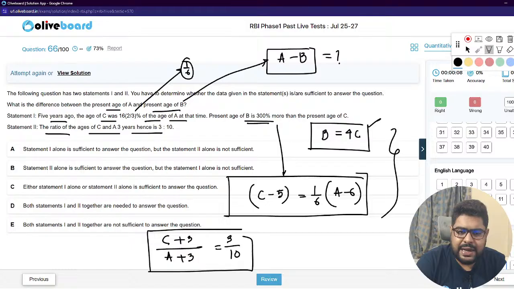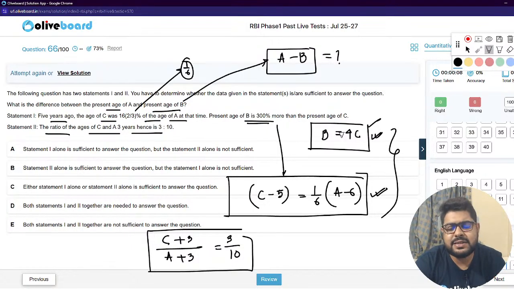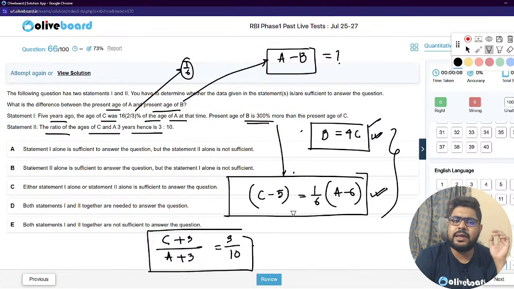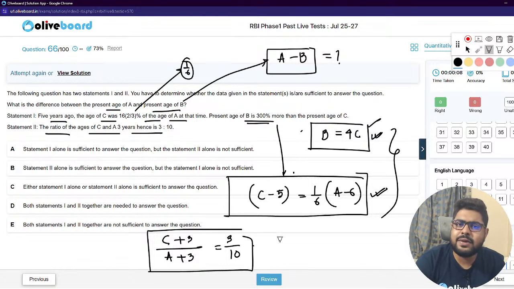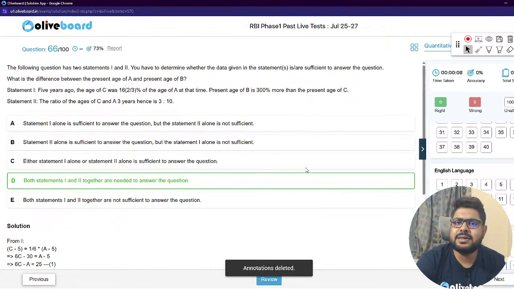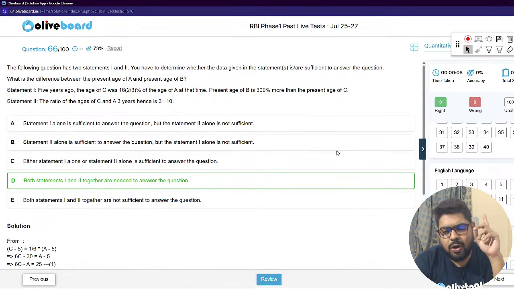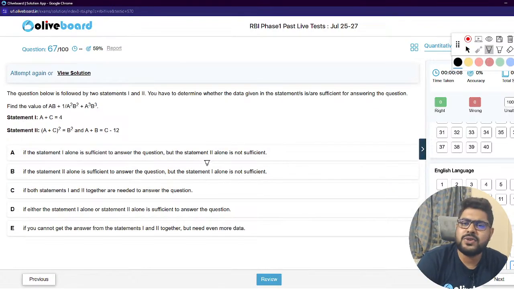You see, I'll get an equation in A and C, and there are 3 unknowns: A, B, and C. I need 3 equations. So in order to solve for 3 unknowns, I need 3 equations. How can I get 3 equations? If I take both the statements together. That means both are together needed to answer. That's my answer. Please understand, always go logically. You do not need to solve.